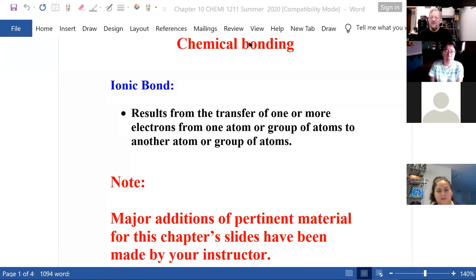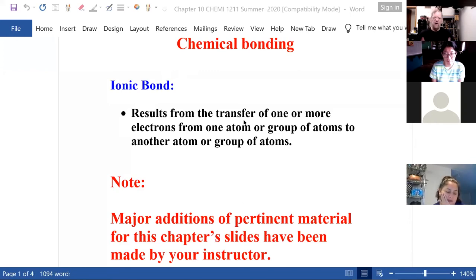And let's move on to chapter 10, chemical bonding. I think I started this already, but let's go over it because review and repetition is good for your grade, which means you'll learn it, which is why you're here. So I get what I want, you get what you want.